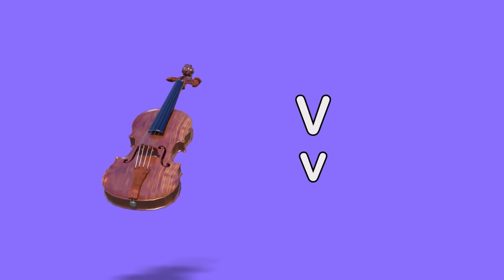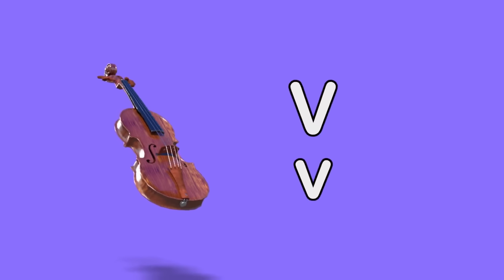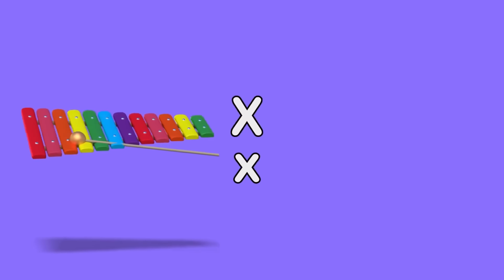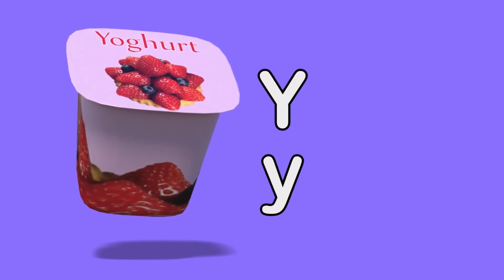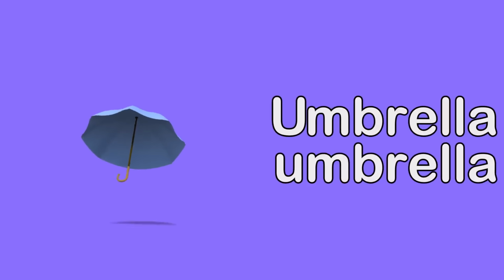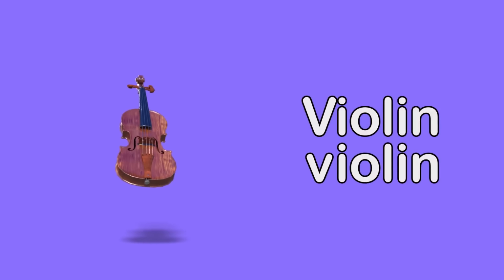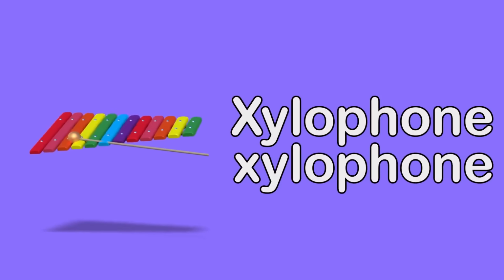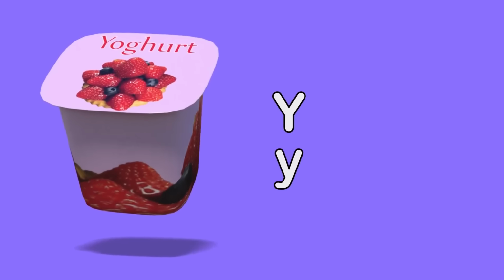U is for umbrella, umbrella. V is for violin, v-v-violin. X is for xylophone, xylophone. Y is for yogurt, y-y-yogurt. U is for umbrella, V is for violin. X is for xylophone, Y is for yogurt.